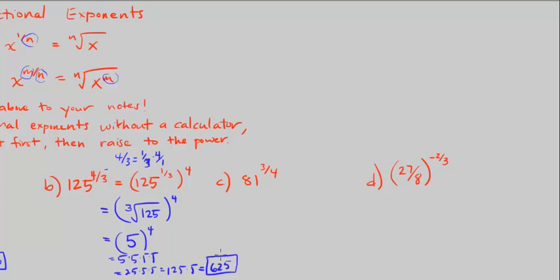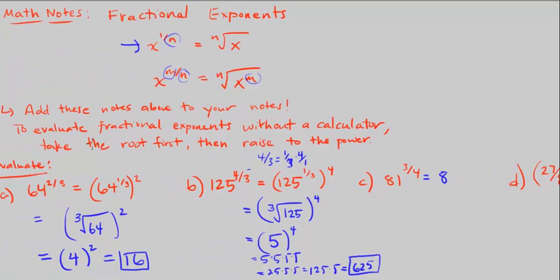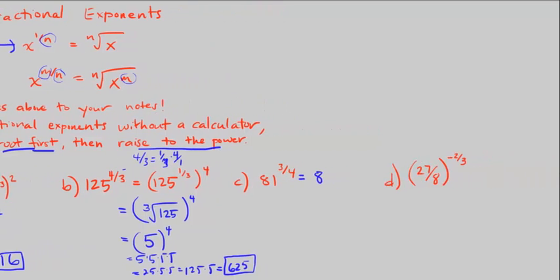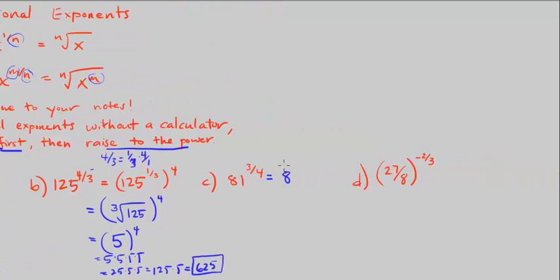Okay, 81 to the 3/4 power. Remember it says in our hints, take the root first and then raise it to the power. That means we want to break up the exponent so the root comes first, which is going to be 81 to the 1/4 power, and then we want to cube that after, because that's equal to the 4th root of 81, and then we want to cube that.